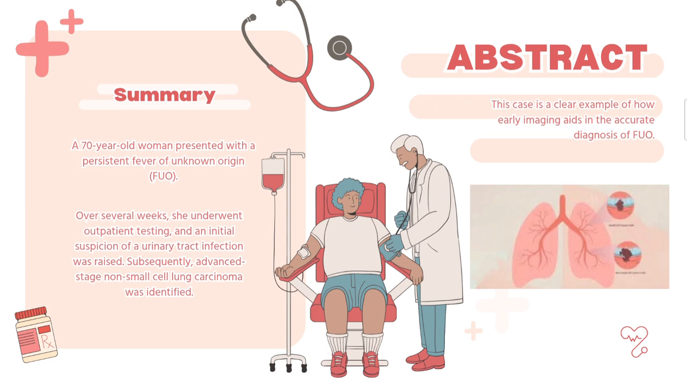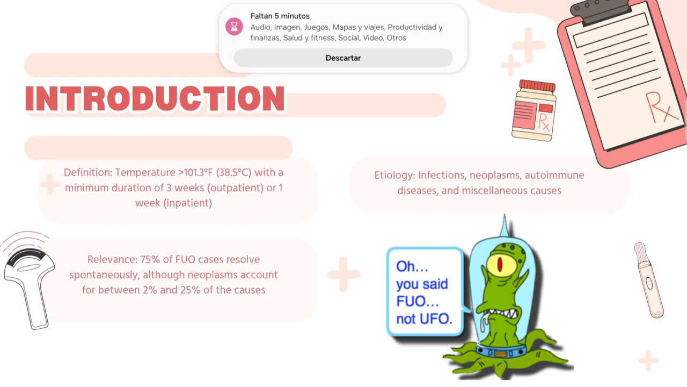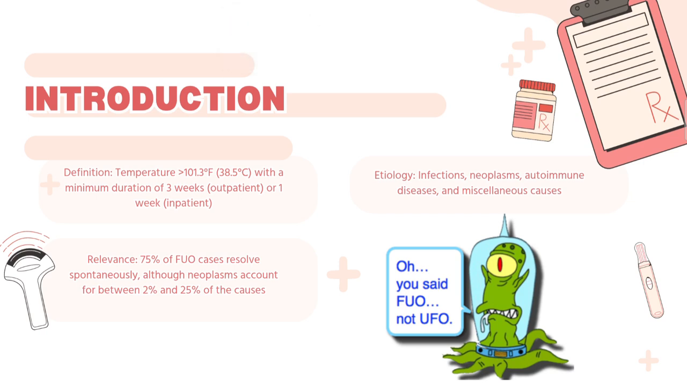This case presents a 70-year-old patient who comes to the clinic with a persistent fever. As an introduction, it is important to remember that a fever of unknown origin is a common challenge in family medicine. Initially, it may be thought to be an infection, but according to statistics, up to 25% of patients may have an underlying neoplastic condition that must be identified promptly to prevent complications.